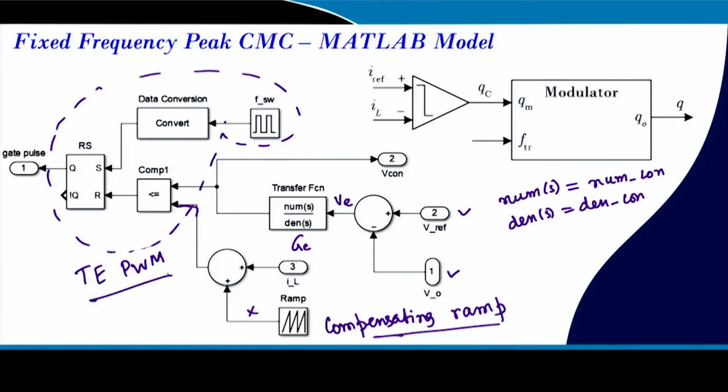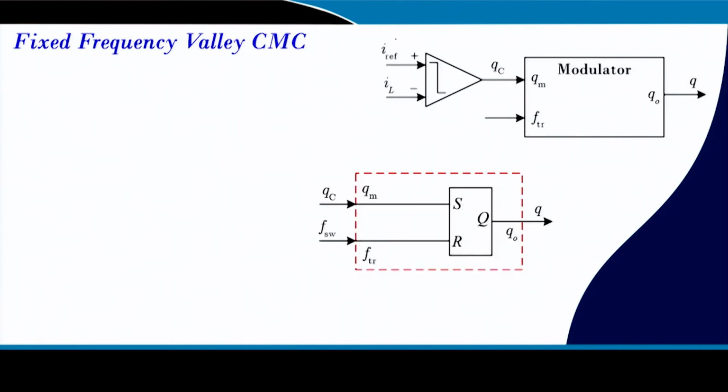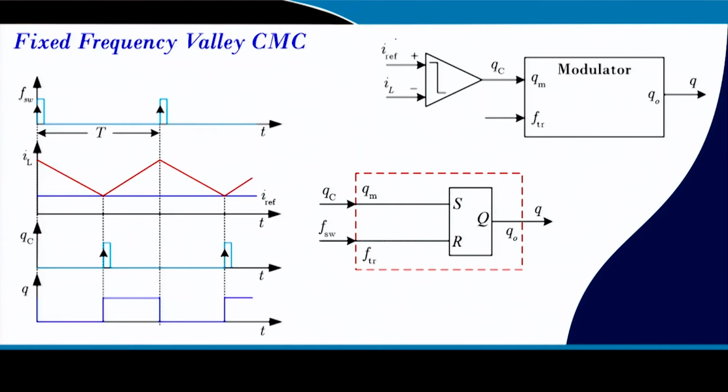And this particular block, including this clock, is our trailing edge PWM block. Now, if you go for fixed frequency valley current mode control, in this architecture our reference current is the valley current, and the inductor current should be above that reference current, and this is exactly shown here. Here this is our valley current reference, and this is leading edge modulation, leading edge PWM.